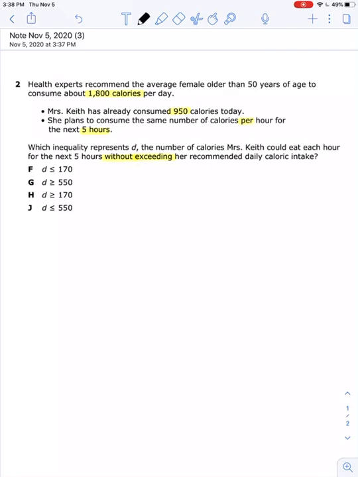So Mrs. Keith has already consumed 950 calories today. We're going to start there as our constant. And we also know that she's going to consume some calories for the next 5 hours, and it's going to be the same amount per hour. So that "per" tells me that's going to be my x. And we want all of that to be 1,800. Since it says "without exceeding," we want this left side to be less than or equal to my 1,800.